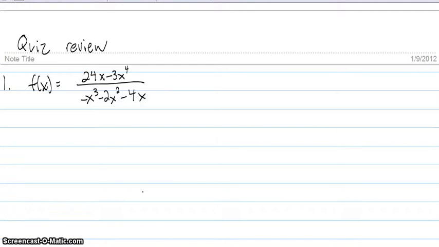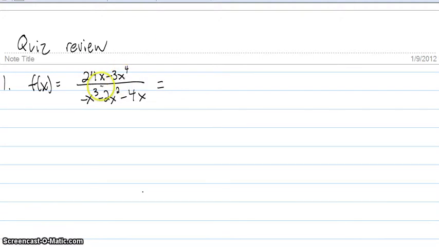Alright, this is the quiz review that I'm doing. Both of these problems are actually from the first day of notes, but we only simplified them and stated the domain restrictions. So what we're going to do is do everything, including those things. So first thing you should do is always simplify. So that's what we're going to do here first.